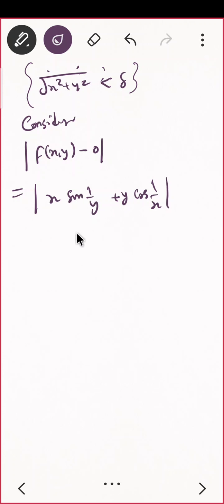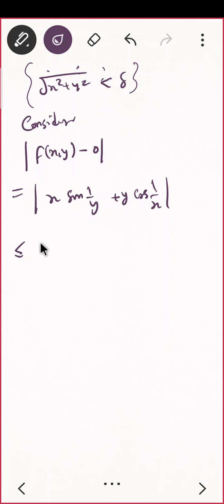f of x comma y minus 0. So what is your f of x comma y? x sine 1 upon y plus y cos 1 upon x, correct? Now what should I do? Can I use triangle inequality here?